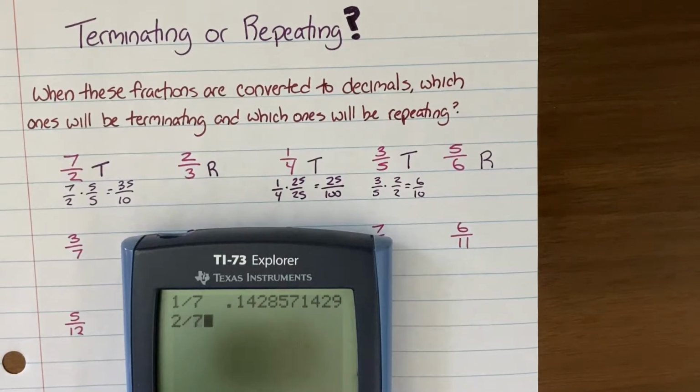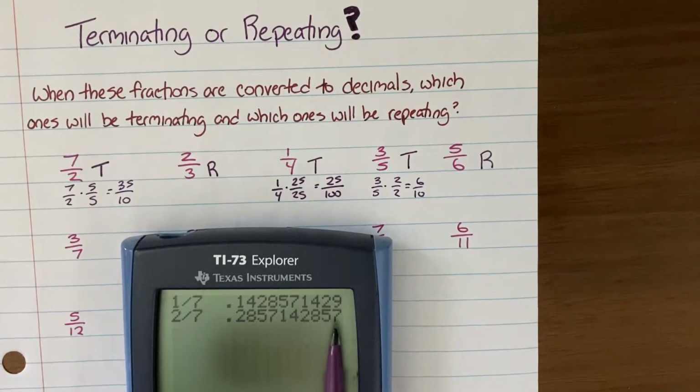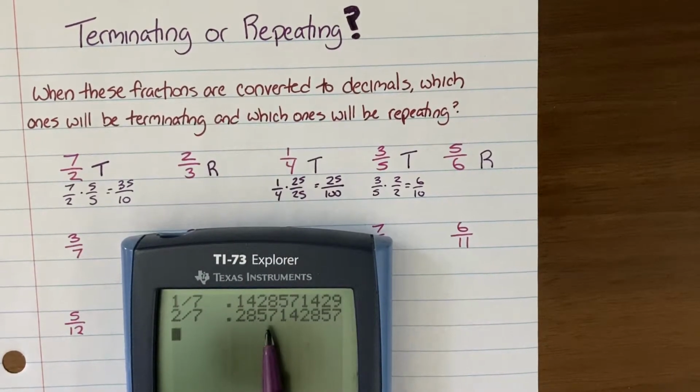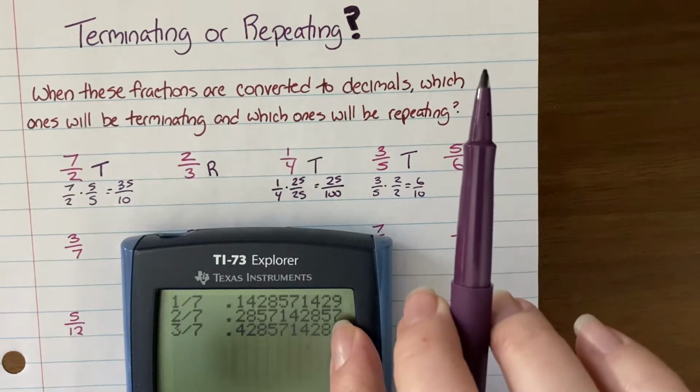Let's see if that is the same for 2/7. 0.2857, 2857. Look, we started over, 2857. Do you see how this time it didn't actually round up? Because the next number after the 7 is a 1, and 1 is not going to round 7 up to 8. How about 3/7? 0.428571, 428. We're going to ignore the last one.